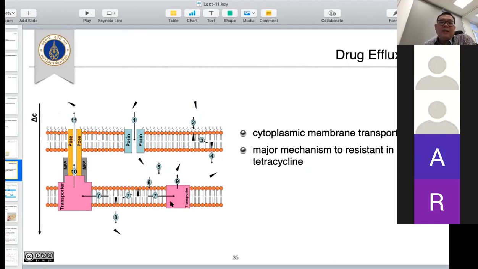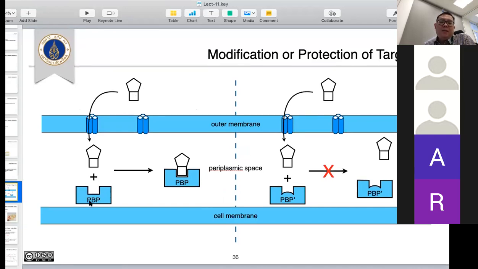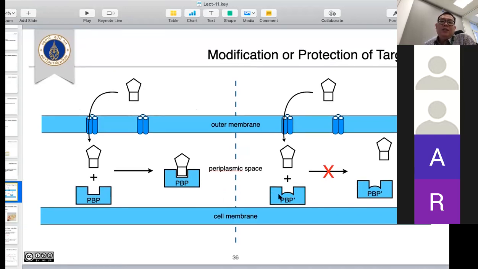Tetracycline moves inside the cell and passes through the membrane, and then the pump takes tetracycline out all the time. This is the mechanism that bacteria use. Also, as I told you, penicillin binds to PBP, and a mutation can change the binding site. When they change the binding site, this is a mechanism that protects the target site, okay? Then the antibiotic cannot bind to the target, and the bacteria survive.